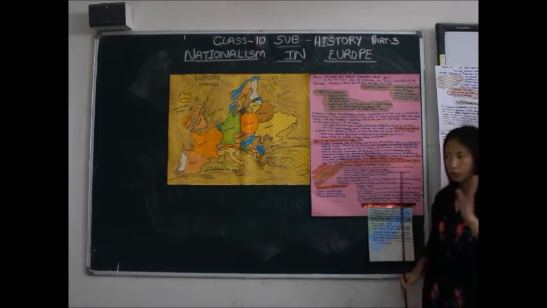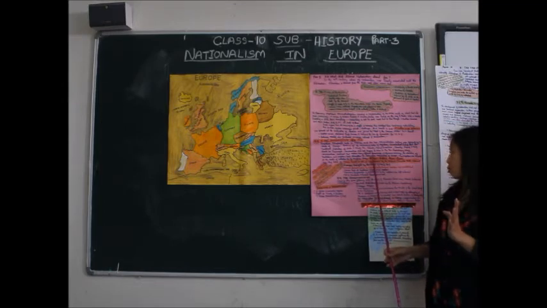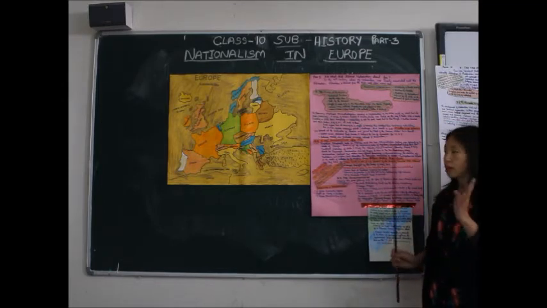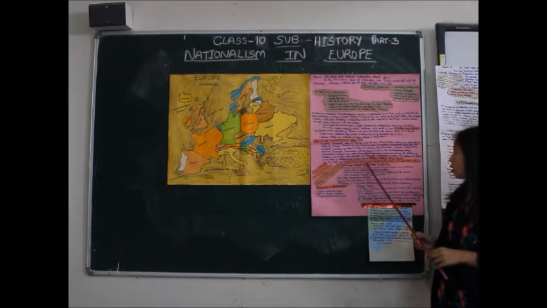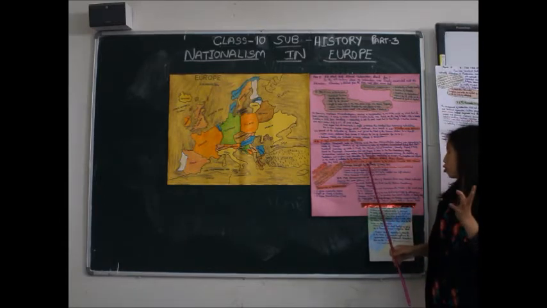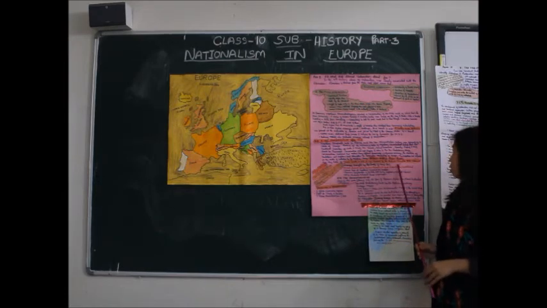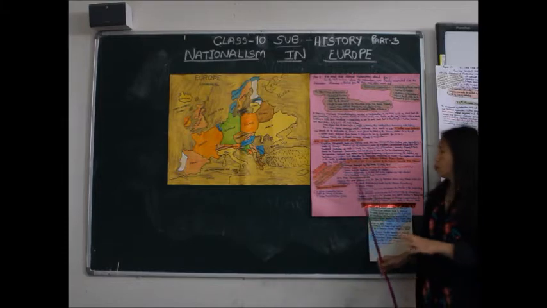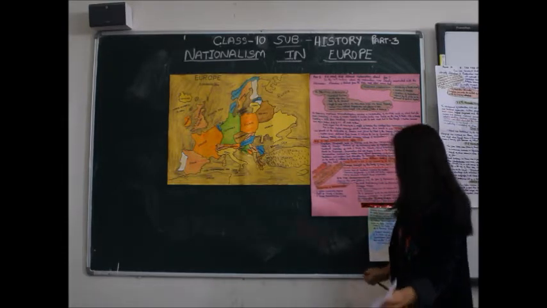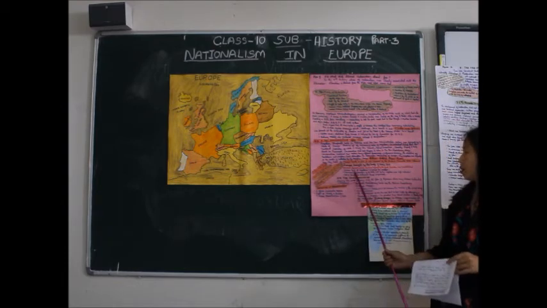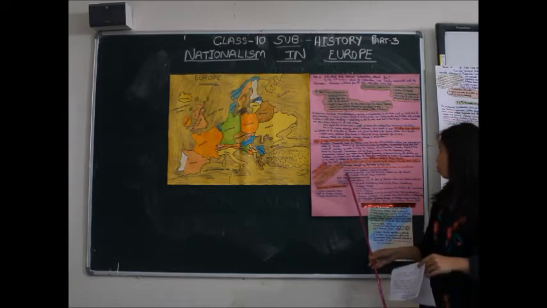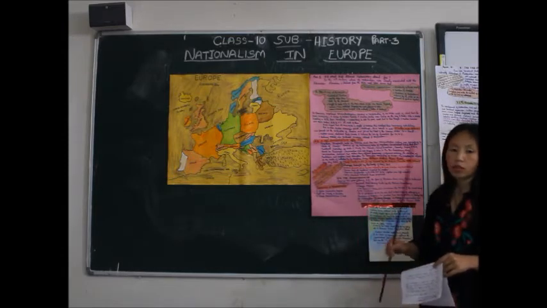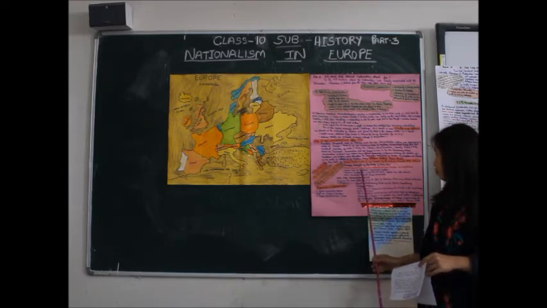After defeating Napoleon, these four great powers, Britain, Austria, Prussia and Russia, came to an agreement. They signed a treaty called the Treaty of Vienna in 1815. It was hosted by the Austrian Chancellor, Duke Metternich. By signing it, they wanted to establish the Bourbon dynasty, that is monarchical government, and France lost the territories annexed by Napoleon. Whatever territories were annexed by France were given back.